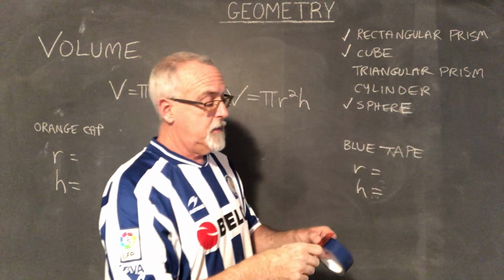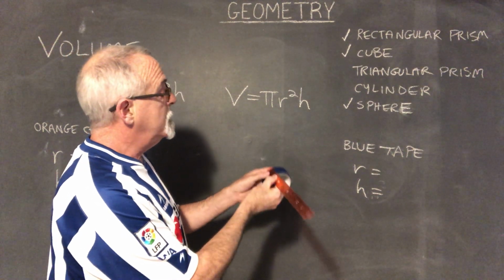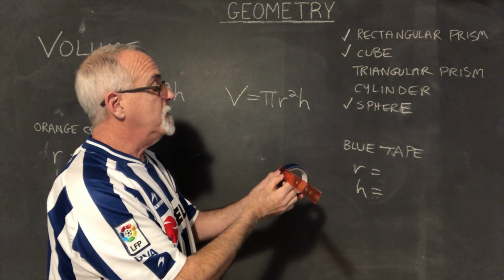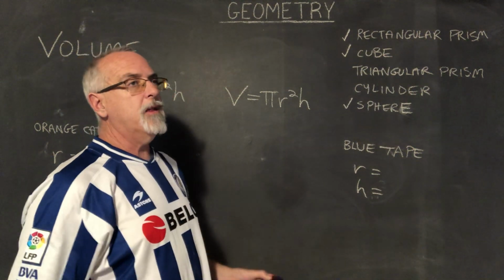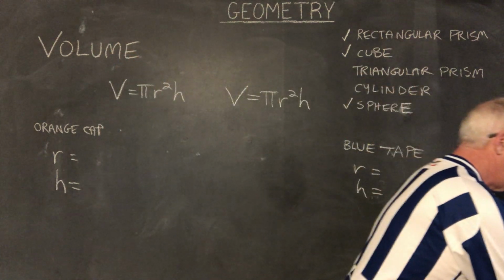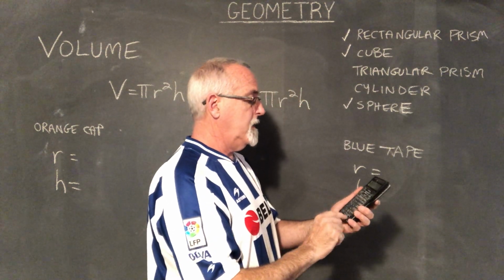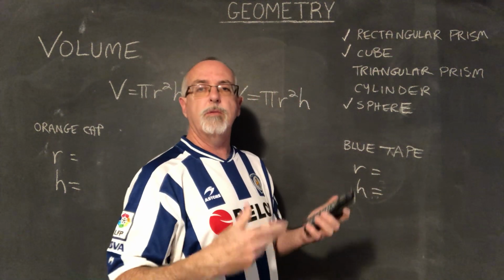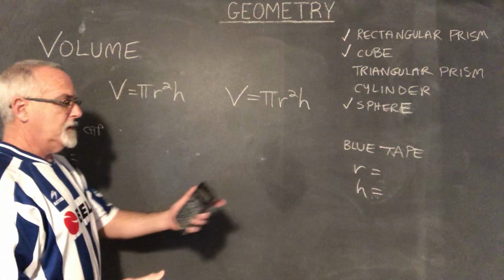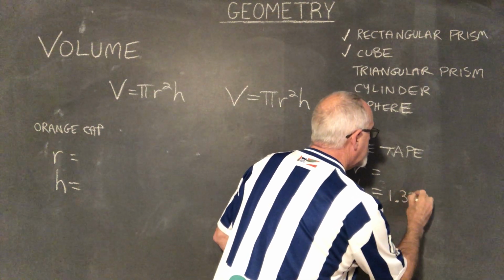Okay, the height of the blue tape cylinder. It's hard for me to see because the blue is a dark color behind my ruler, but I would say that's 1 3/8, which is 1.375 in decimal. Let me make sure: 3 divided by 8, yes, 0.375. So 1 3/8 is 1.375 inches, and that was the tape. 1.375 inches.